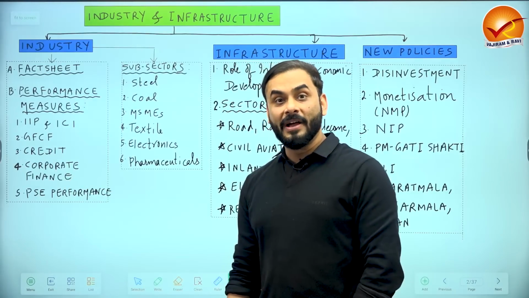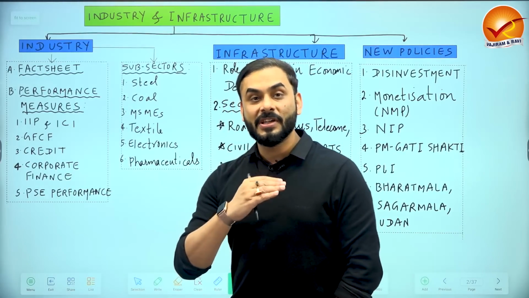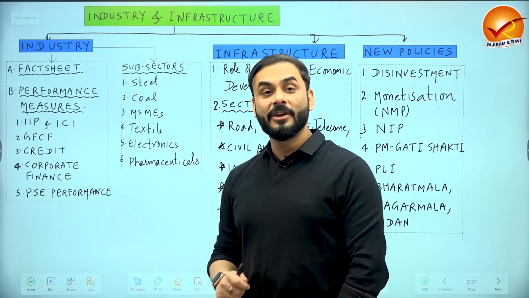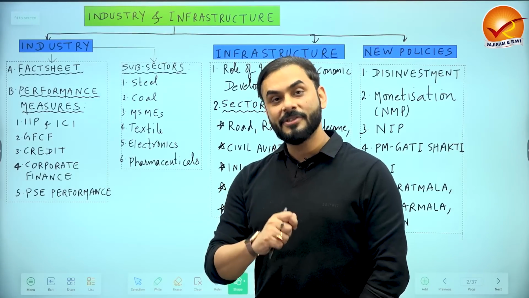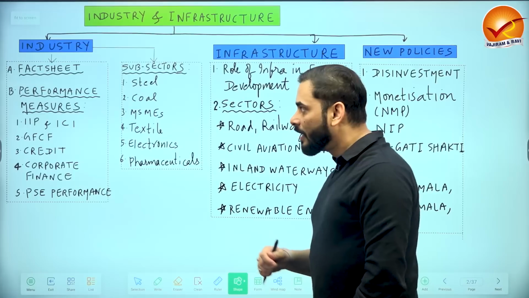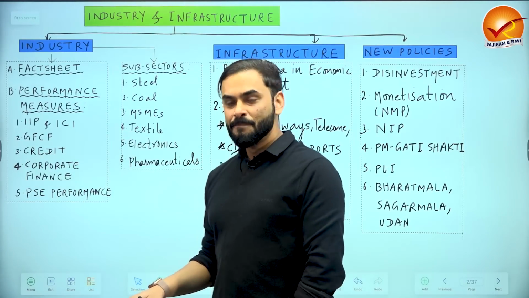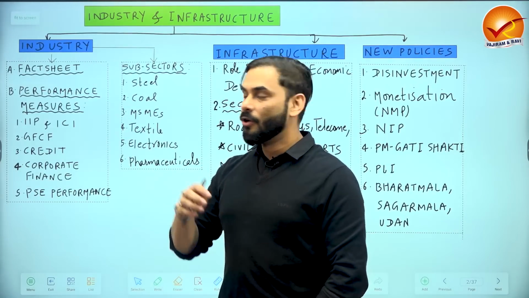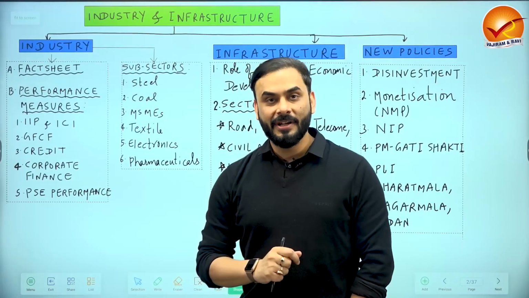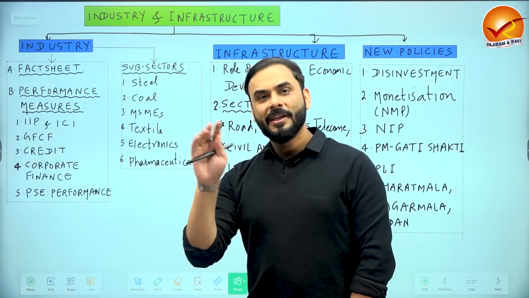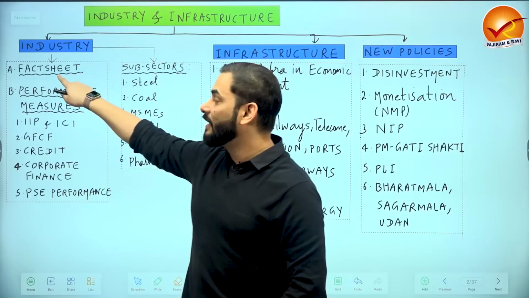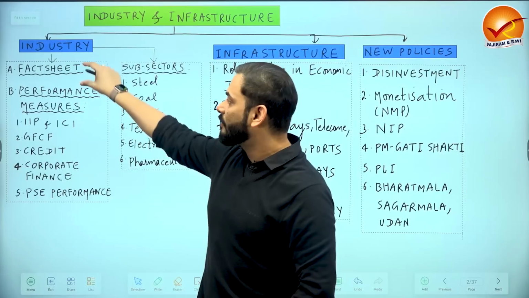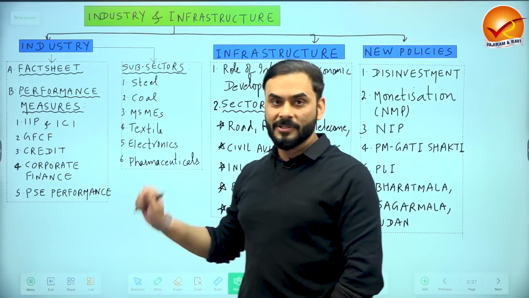Then we are going to look at corporate finance, which means whether our businesses are making profits or not. And then, as the last measure of performance, we are going to look at the performance of public sector enterprises or government companies. But before we do that, we would do a very basic analysis of what is the meaning of industry in India, what are the different components of industry in India, and what is the importance of industry in all the sectors of India. This we are going to do in the fact sheet. This is the first part of the discussion of industries. We will start with a very basic discussion and then we'll look at the performance.